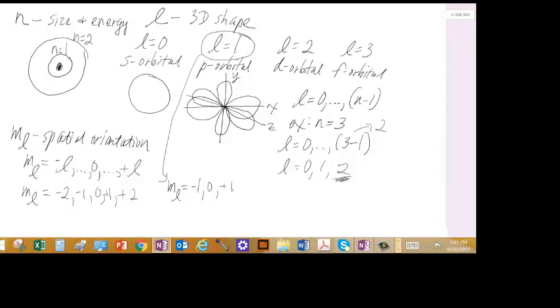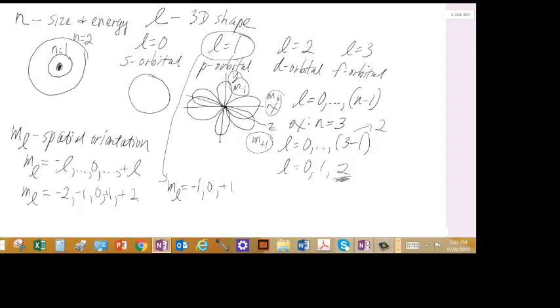So one of them is going to be designated as M sub -1, so we'll just call that the y-axis. One is going to be denoted as M sub 0, we'll just call that the x-axis, and then the other will be M sub +1, and that would be the z-axis. So those M sub L values, those magnetic quantum numbers, are referring to the suborbitals of a p orbital in this case.